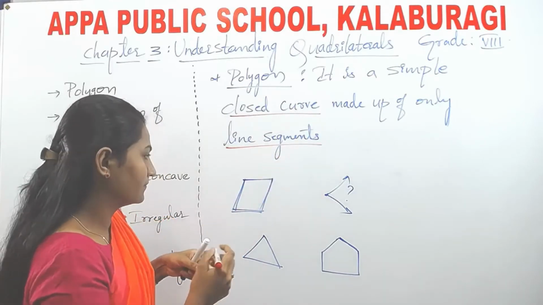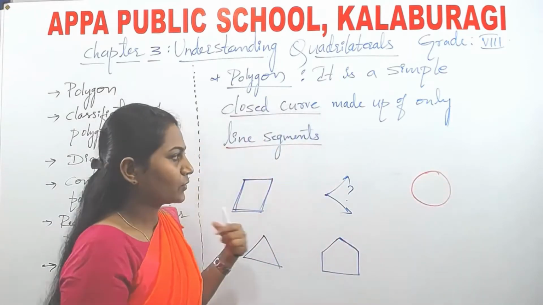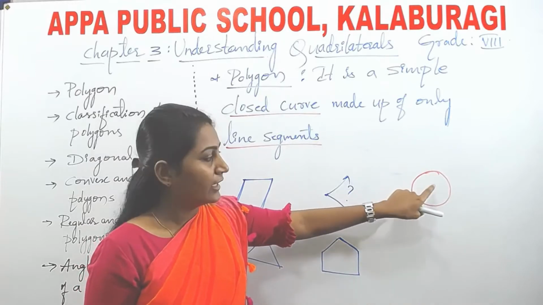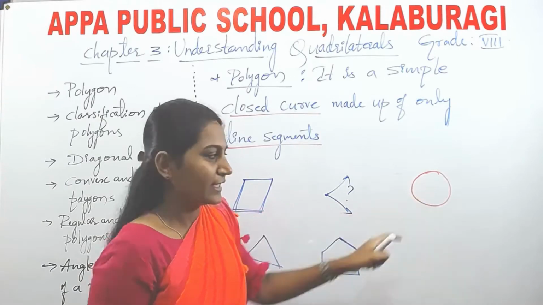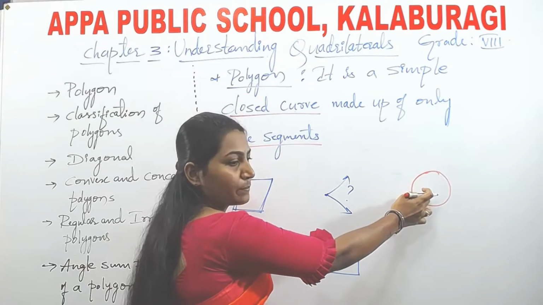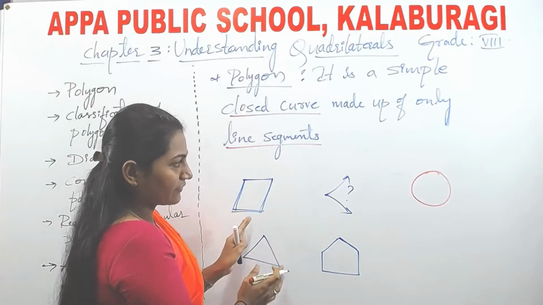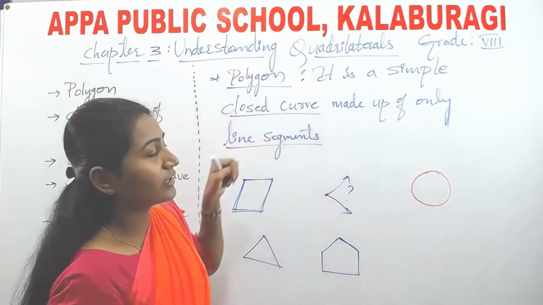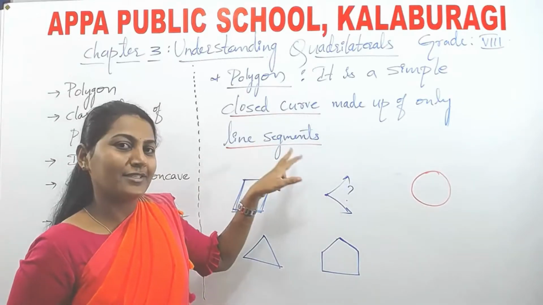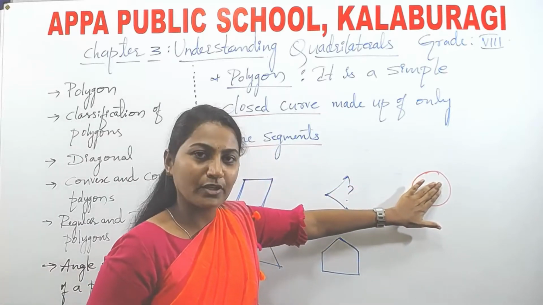Let me ask you a question. Can you tell this as a simple closed curve? Is this closed? Yes, of course, this one is closed. Also, this is a simple closed curve. But what is the difference between these three figures I have drawn and this one? Look into the definition, what I have told. The words made up of only line segments are very important. But can you see any line segments in this particular figure?